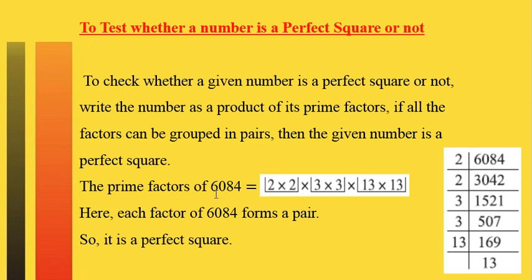For example, the number given to you is 6084, and we are going to find the prime factors of this number. So we start with 2 because it is an even number.